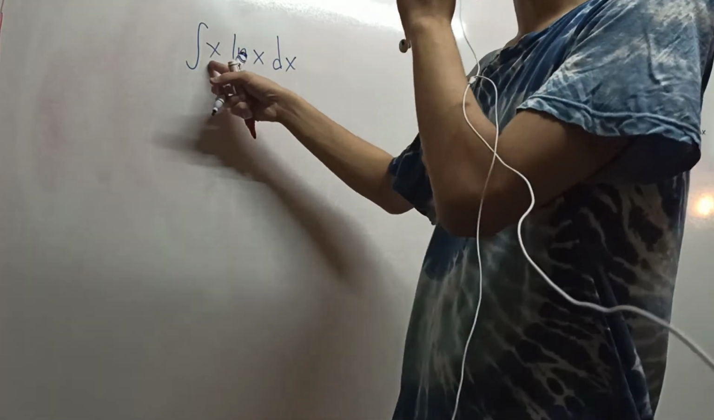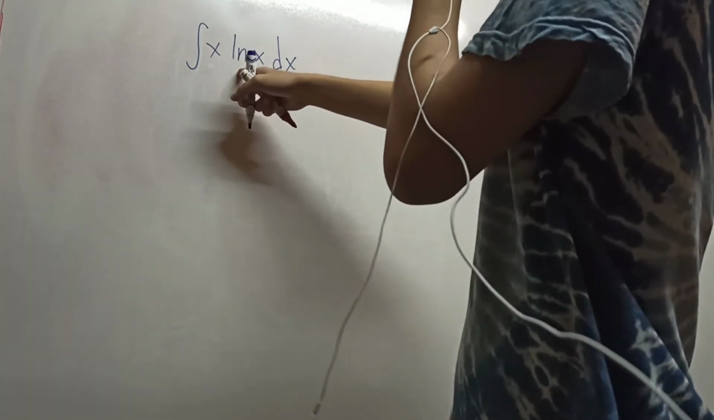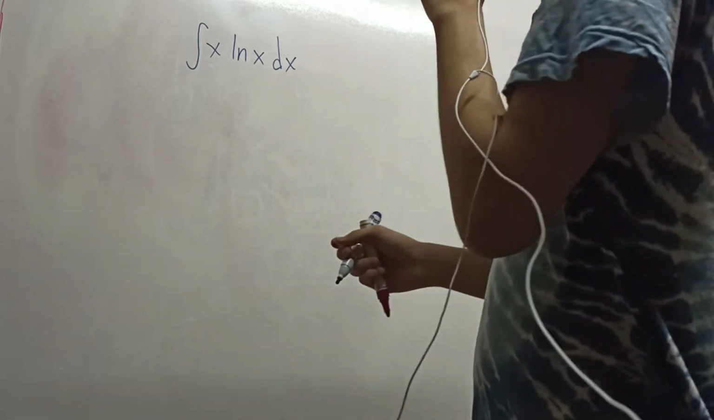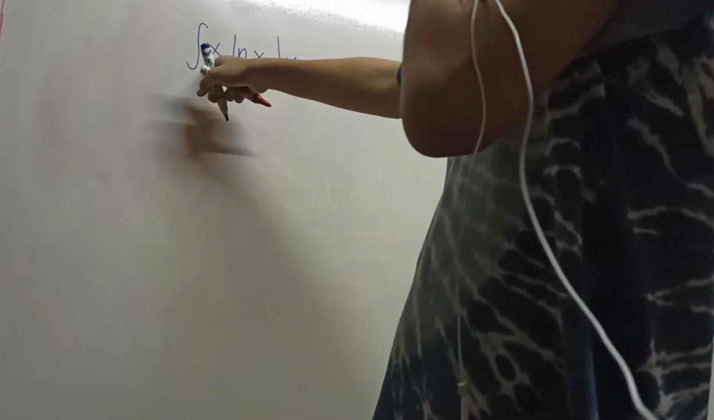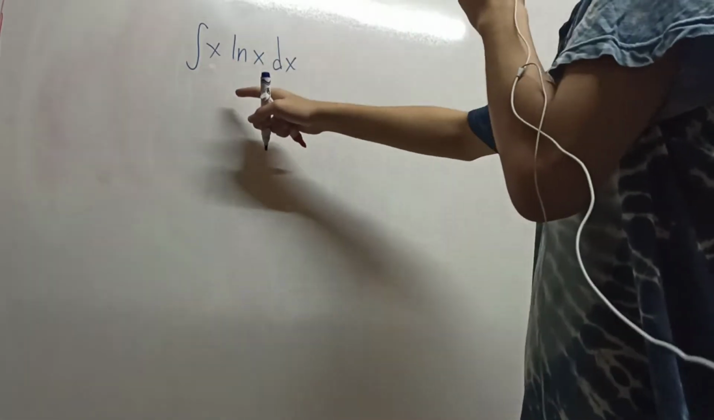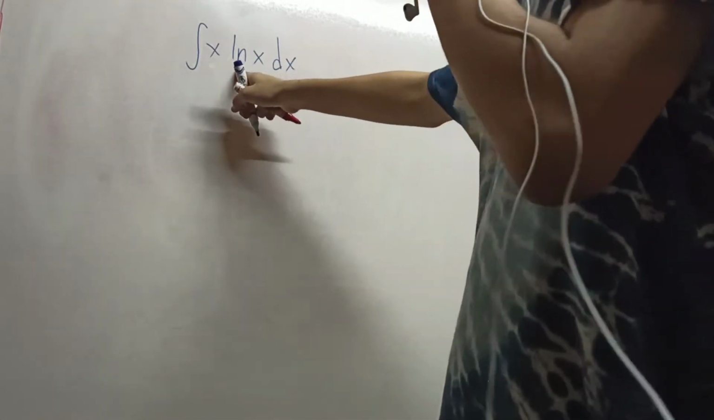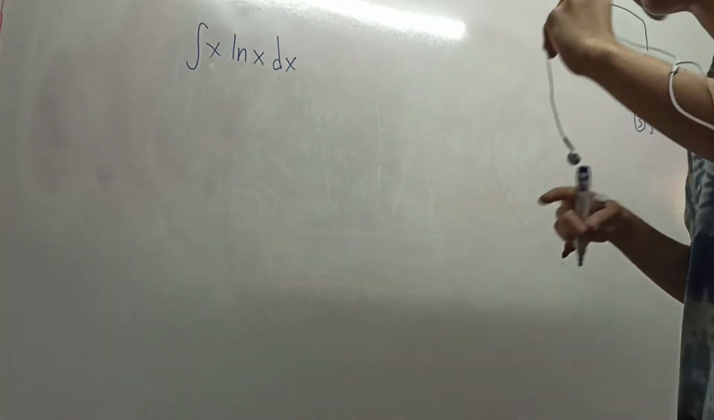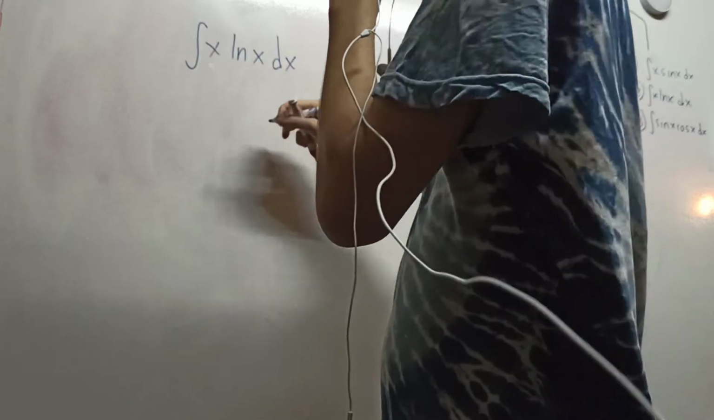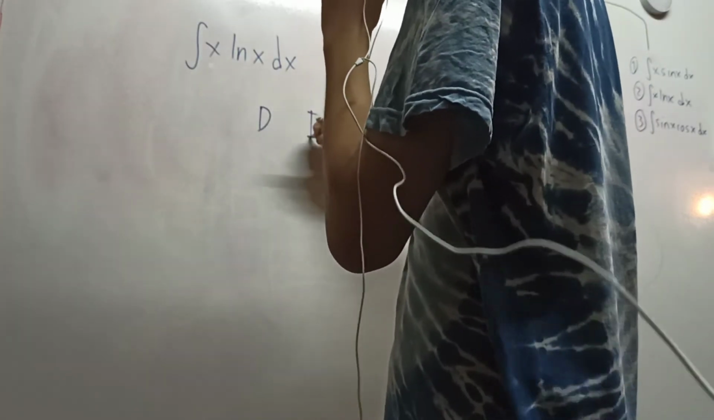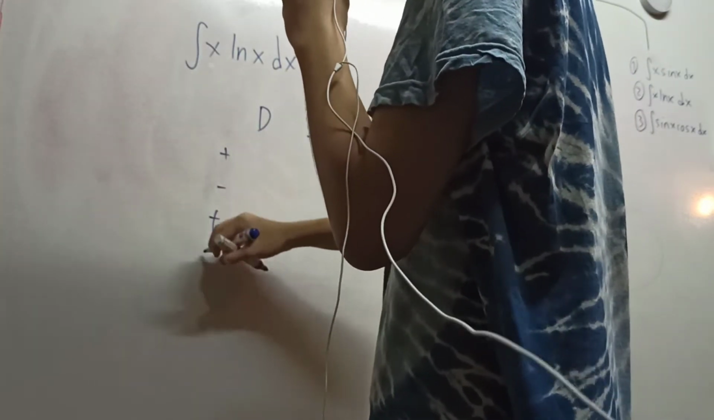Again, this one you can differentiate, this one you can integrate, but think about it. It's not always that you should pick the one that differentiates to 0, because if you differentiate x, you go to 0, right? But what if you integrate natural log of x? That would be very hard. So I say we differentiate natural log of x instead. So write the DI and then the plus minus.